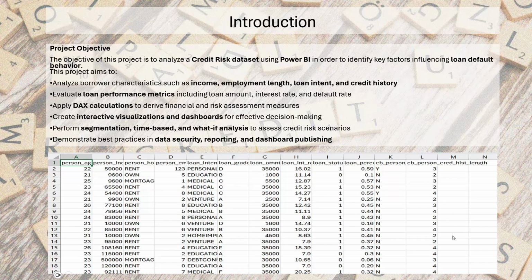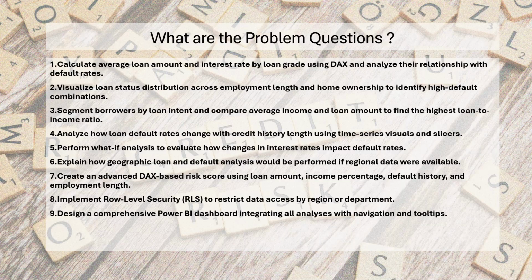And in this picture you can see the snapshot of the data which was given for this analysis. It has the following columns and data respectively. Now, what are the problems? Here are these 9 questions which were given so that this data can be analyzed accordingly.